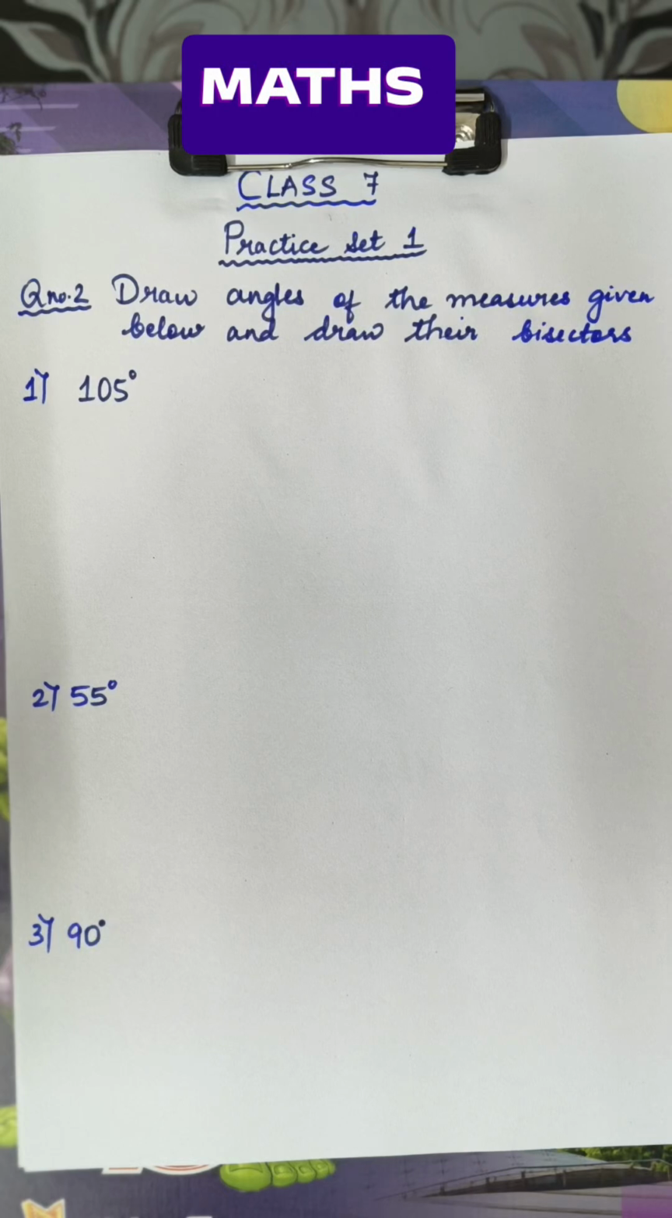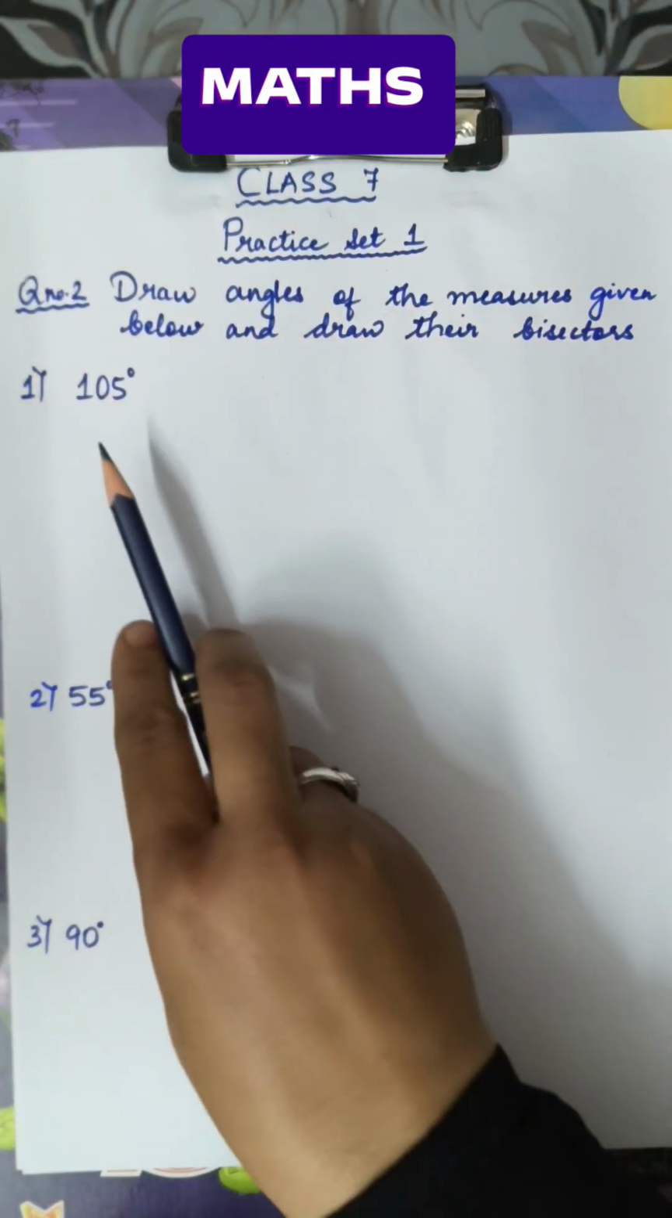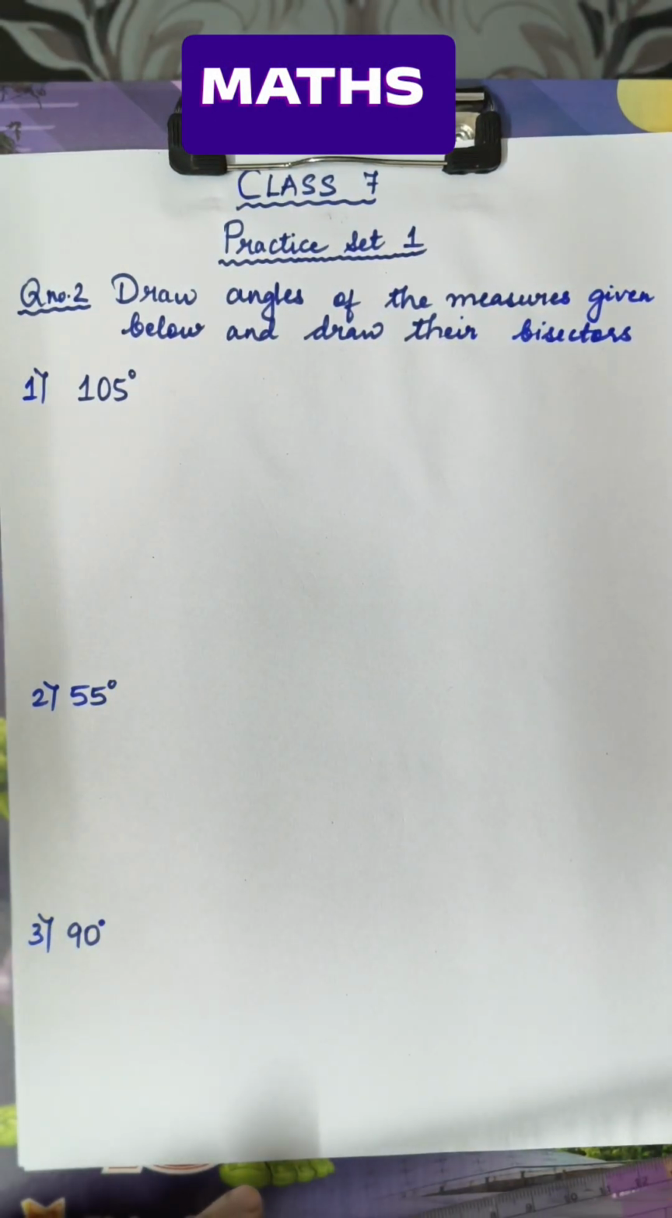Now what do you mean by bisector? An angle bisector is a ray that divides an angle into two equal angles. So we have to draw the angle bisector. So first we will start with the first sum. What is given? See, first we have to draw an angle of 105 degrees and then draw its bisector.